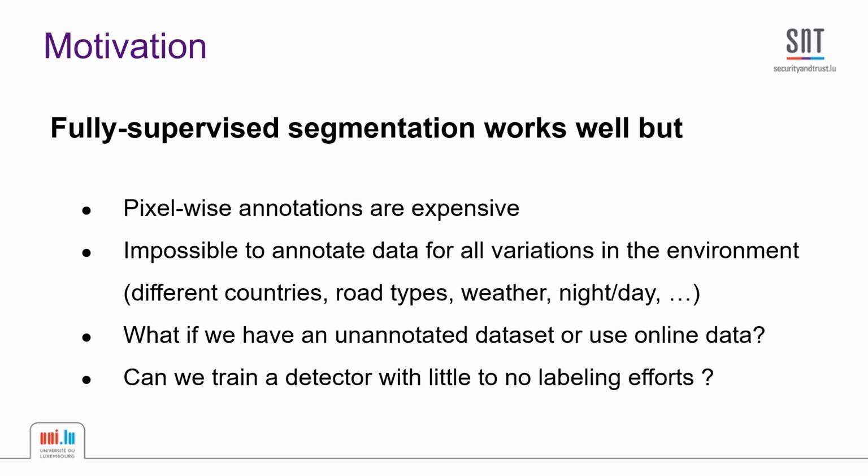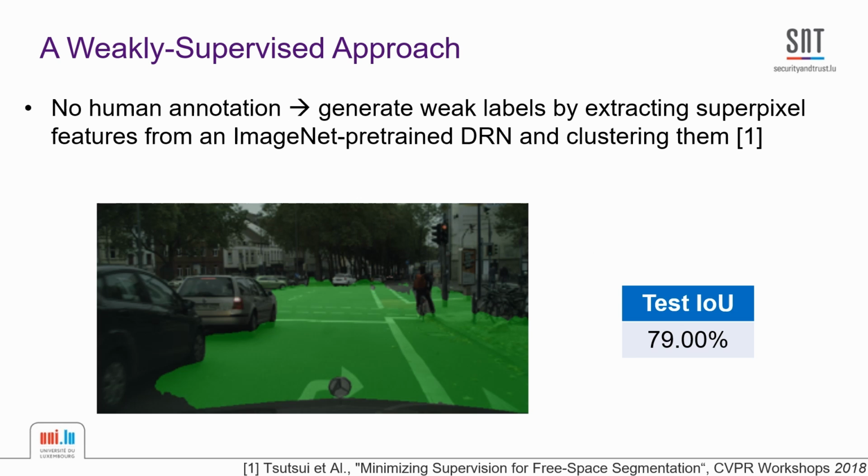As we have just seen, fully supervised segmentation works well, but it also suffers from a few important drawbacks. First, pixel-wise annotations are expensive to obtain. Second, it is impossible to annotate a set of images representing all the variations in the environment we expect at runtime. For example, roads look completely different depending on the country, the type of pavement, the time of day, or the weather. Ideally, we would like to be able to exploit unlabeled datasets, which are much easier to collect.